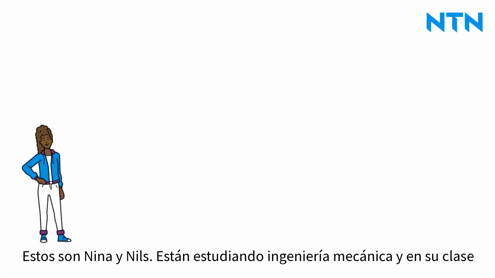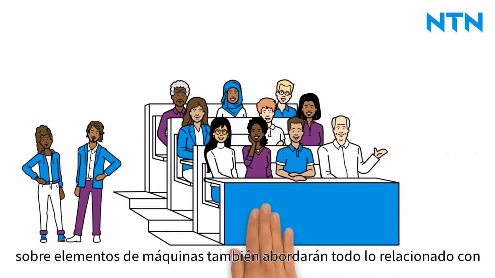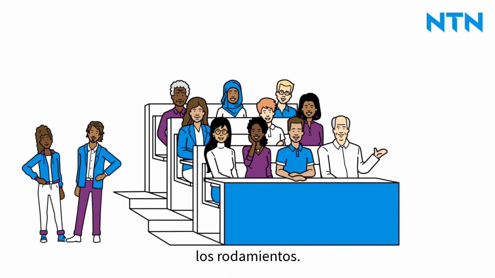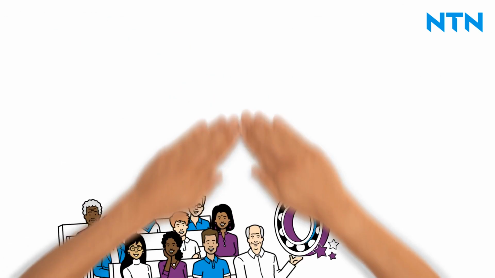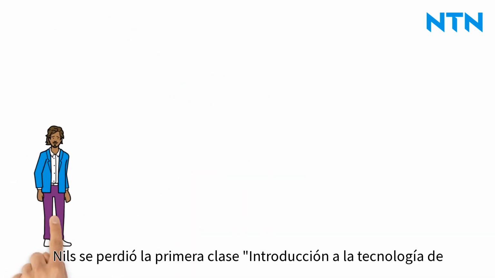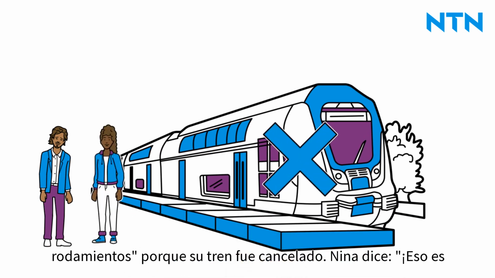These are Nina and Niels. They are studying mechanical engineering, and in their lecture on machine elements, they will also cover everything to do with rolling bearings. Niels missed the first lecture, Introduction to Rolling Bearing Technology, because his train was canceled.